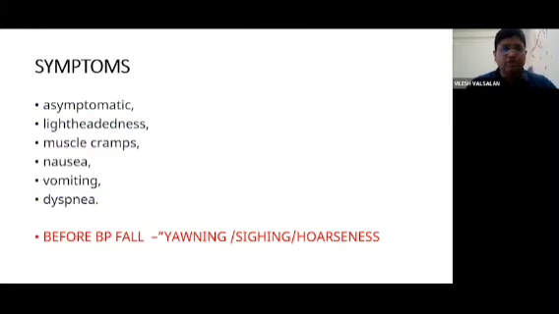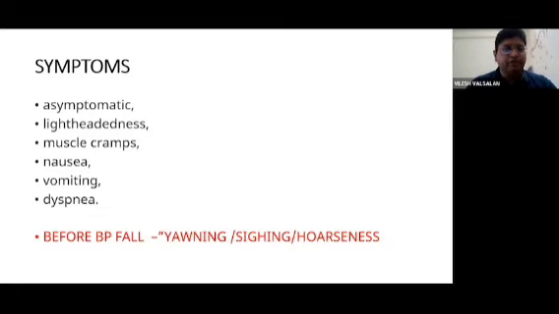So now let's go to what are the symptoms. Many a time patients will initially be asymptomatic and slowly they will complain of some sort of lightheadedness. People will feel that something inside, I'm feeling very light. Some people may have cramps. Some people may have nausea, vomiting. Usually episodes of vomiting are common. Some people can even present with breathlessness.